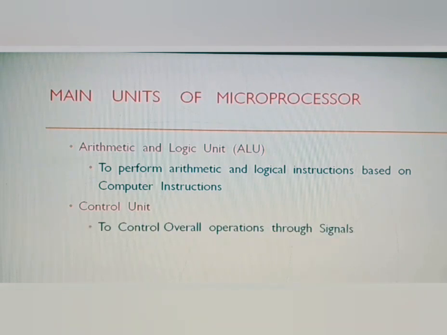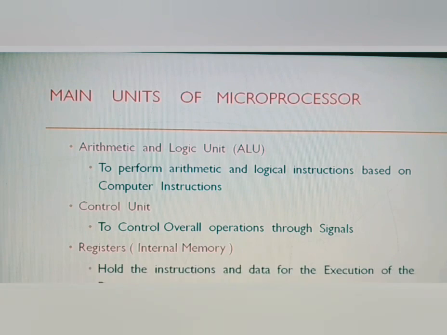And the third is your registers. Registers are nothing but the internal memory. This memory is available inside the microprocessor. Why do you need this? To hold all the instructions and the data. Just now in the figure we saw there is a memory. It is going to store your data and the instructions that you need. Everything will be stored in the registers. So it holds the instructions and data for the execution of the processor.